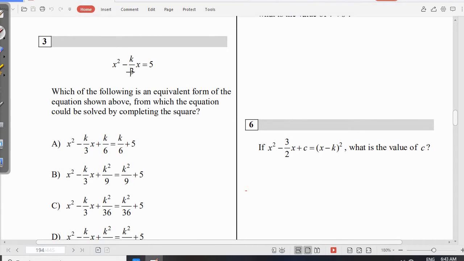So here in question number 3, which of the following is an equivalent form of the equation shown above, from which the equation could be solved by completing the square. So you have this x squared minus k over 3 x equal to 5, and let's solve this using the completing the square method. When you want to solve it by completing the square method, you're going to get half the coefficient of this. This is k over 3, minus k over 3 all square.